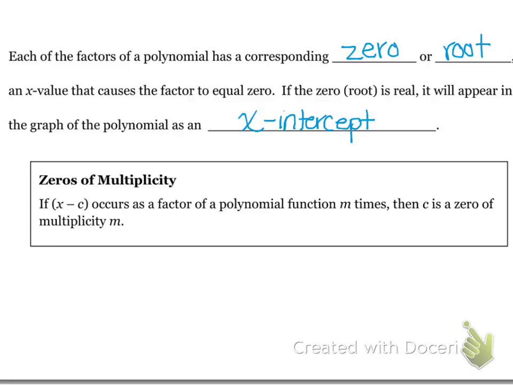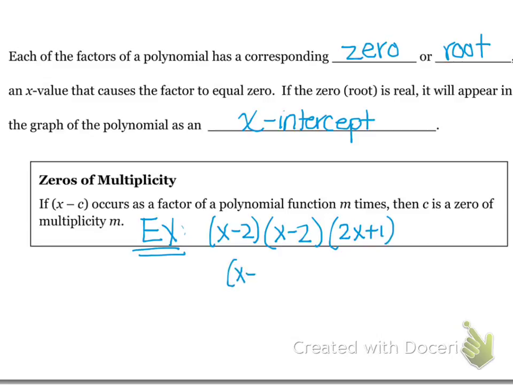So, zeros of multiplicity. If x minus c occurs as a factor of a polynomial m times, then c is a zero of multiplicity m. We've talked about this before, so here's another example. If I have two factors after I factored p of x, and they are exactly the same, then this means I can write them as having a multiplicity, which is more than 1. So our x minus 2 has a multiplicity of 2, and our 2x plus 1 has a multiplicity of 1.